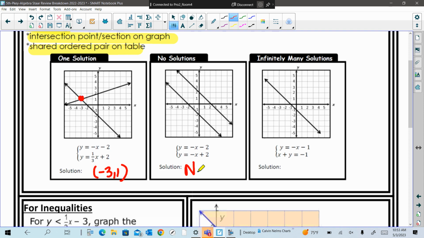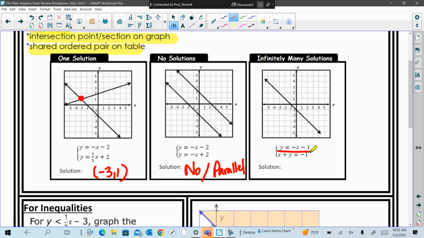Because it is no solution, because we have parallel lines. Anytime the lines are parallel, it's no solution. If the lines intersect, it's one solution. And then infinite solutions, they're trying to get you to see that, okay, this is the first, oops, sorry.